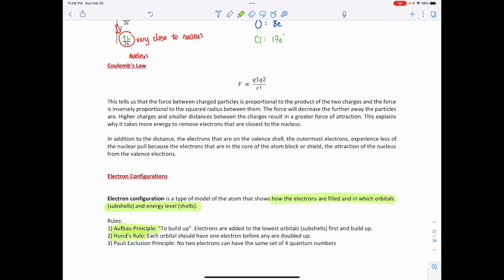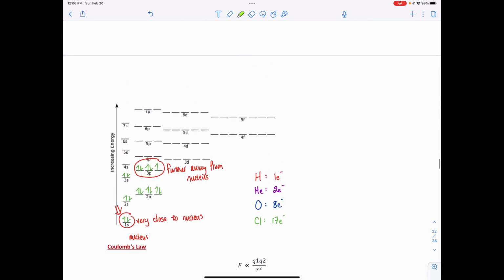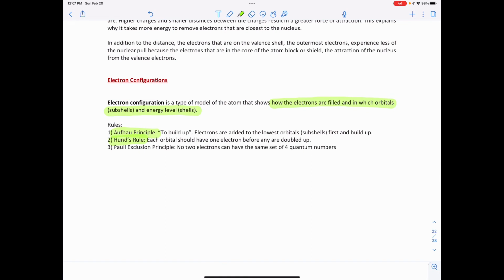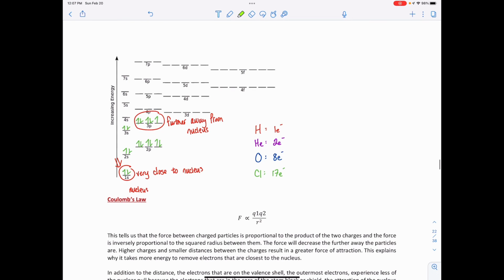Hund's rule: each orbital should have 1 electron before any are doubled up, which is why when I was filling in these last electrons for chlorine, I put 1 electron per orbital before I started to pair them up. And the third rule, Pauli's exclusion principle: no 2 electrons can have the same set of 4 quantum numbers, which is why you'll notice that in our diagrams, we always have 1 upspin and 1 downspin. You are not allowed to have 2 up arrows in the same orbital. This is not allowed.